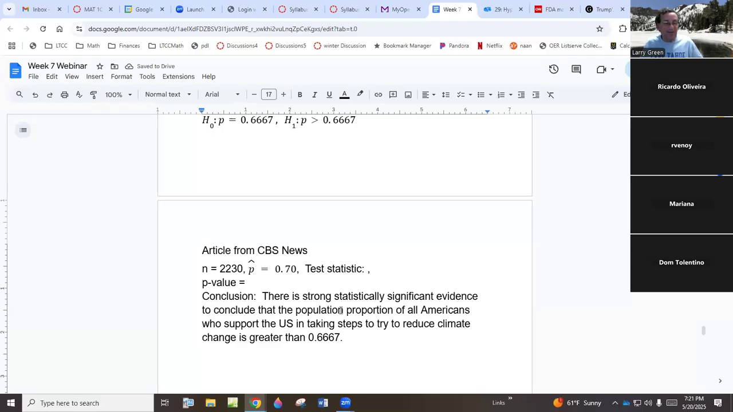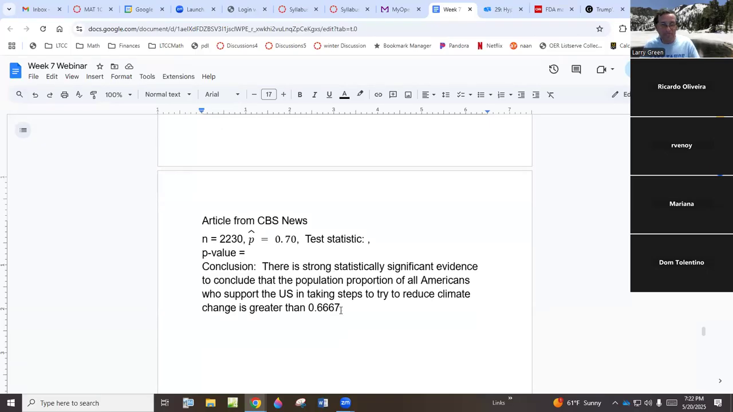Statistically significant evidence to conclude the population proportion of all Americans who support the US in taking steps to try to reduce climate change is greater than 0.6667. Yeah, it's super small, and our definition in our class of being super small is less than 0.01. So less than 1%. And that's what most people use.